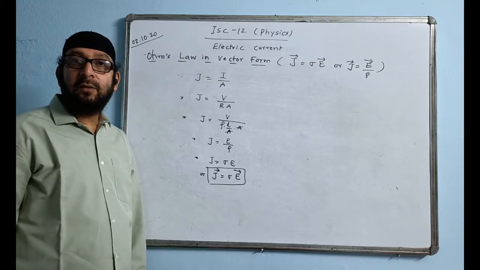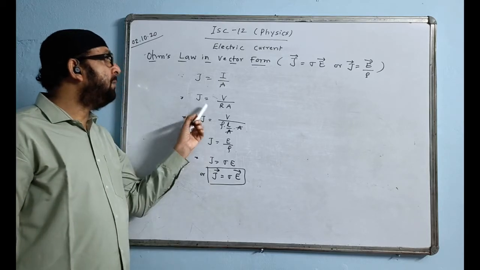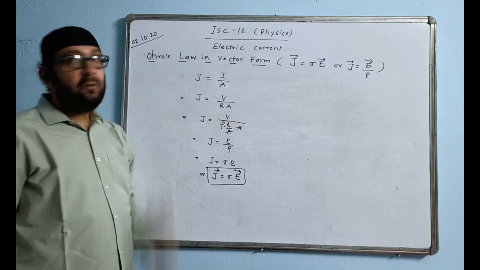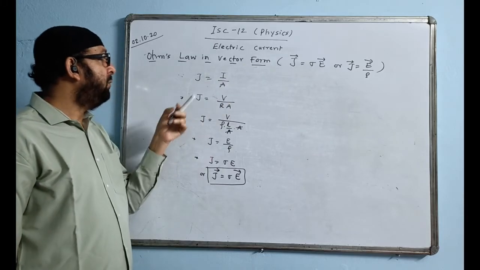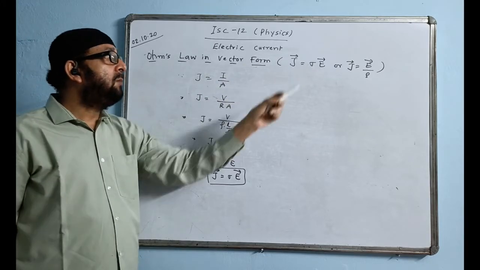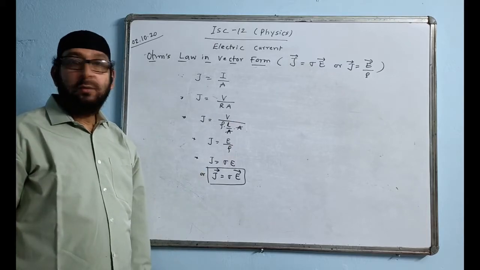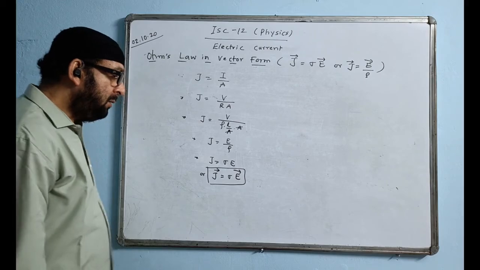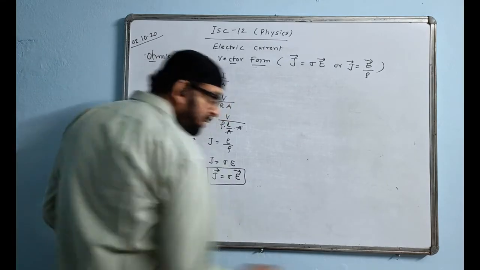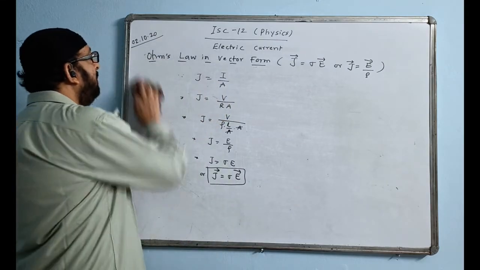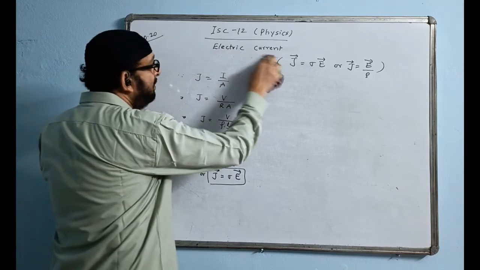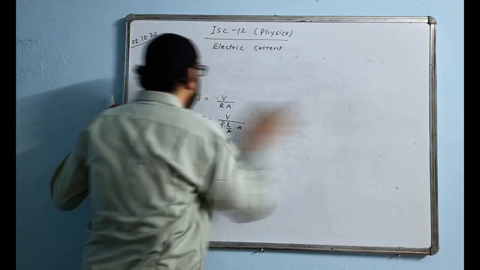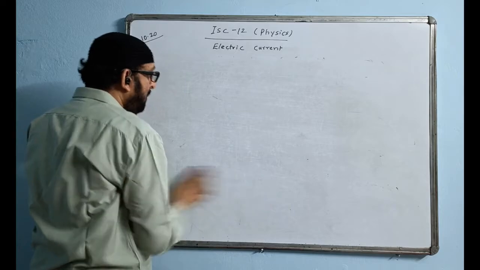The question may carry either 2 or 3 marks, but this is important. Either they will ask you to just write the equation, or they will ask you to prove that J is equal to sigma E, or J is equal to E upon rho. So we will be proving it in this manner. Then one more thing is there in the syllabus, but it has not come in ISC as yet. We will do that also.